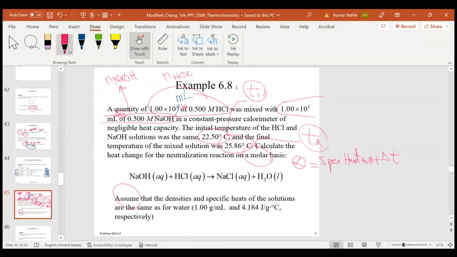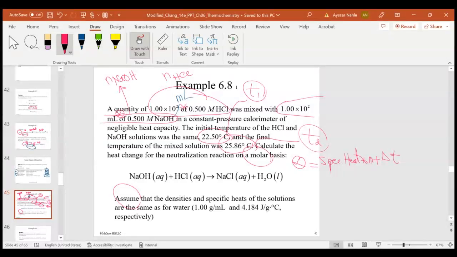Okay, the mass, look, I'm having 100 milliliters of HCl, 100 milliliters of NaOH, I mean I'm having 200 milliliters. But this is milliliters. If I want to know the mass, that means I need the density of the solution. If you don't give me the density of the solution at the end, I cannot find the mass. But here they're assuming that the density is equal to what? To 1. Yeah?